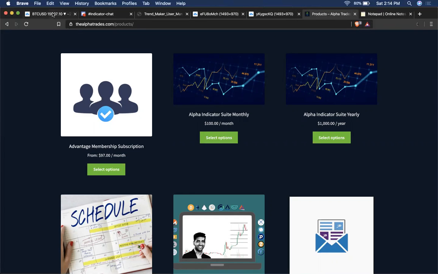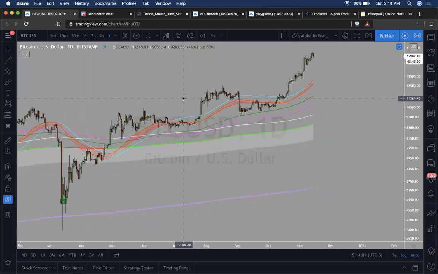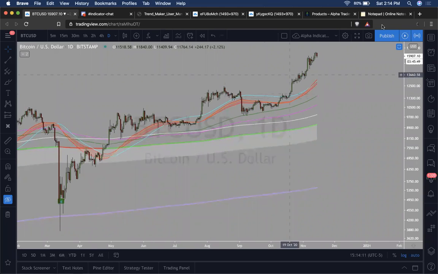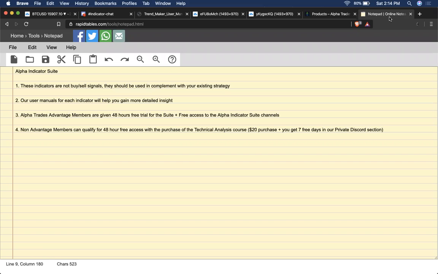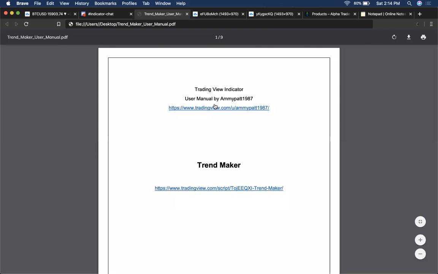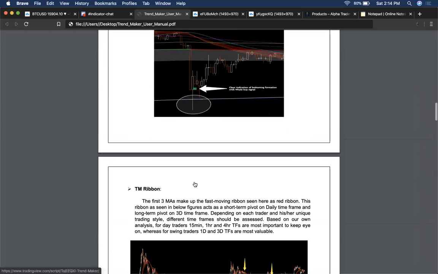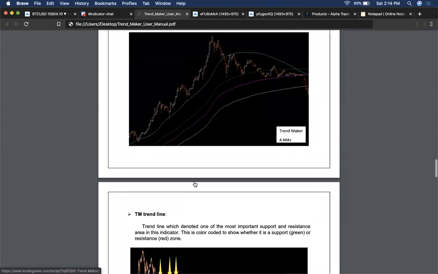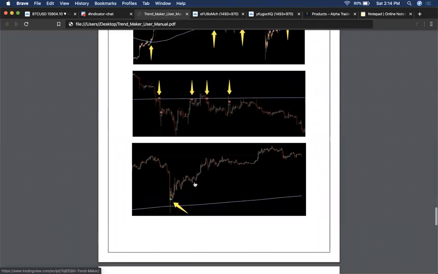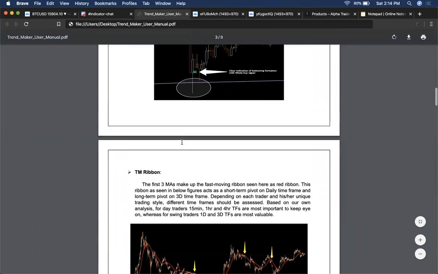Now, these indicators are developed not to give you a buy and sell signal strategy. In fact, they're not supposed to be the sole strategy at all. They're supposed to help complement your existing strategy. We've also created user manuals to go with the Trend Maker and the other indicators that we have in the suite, to help you get a deeper understanding of exactly how our indicators work, so you can do some deep analysis of learning this indicator if you so choose.